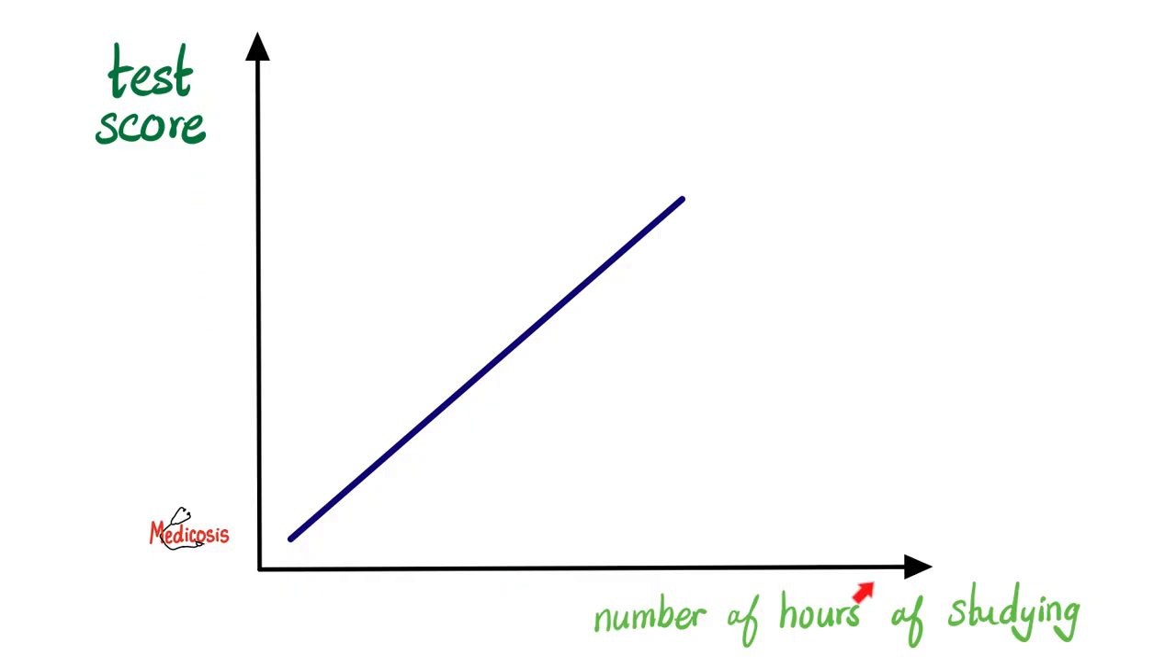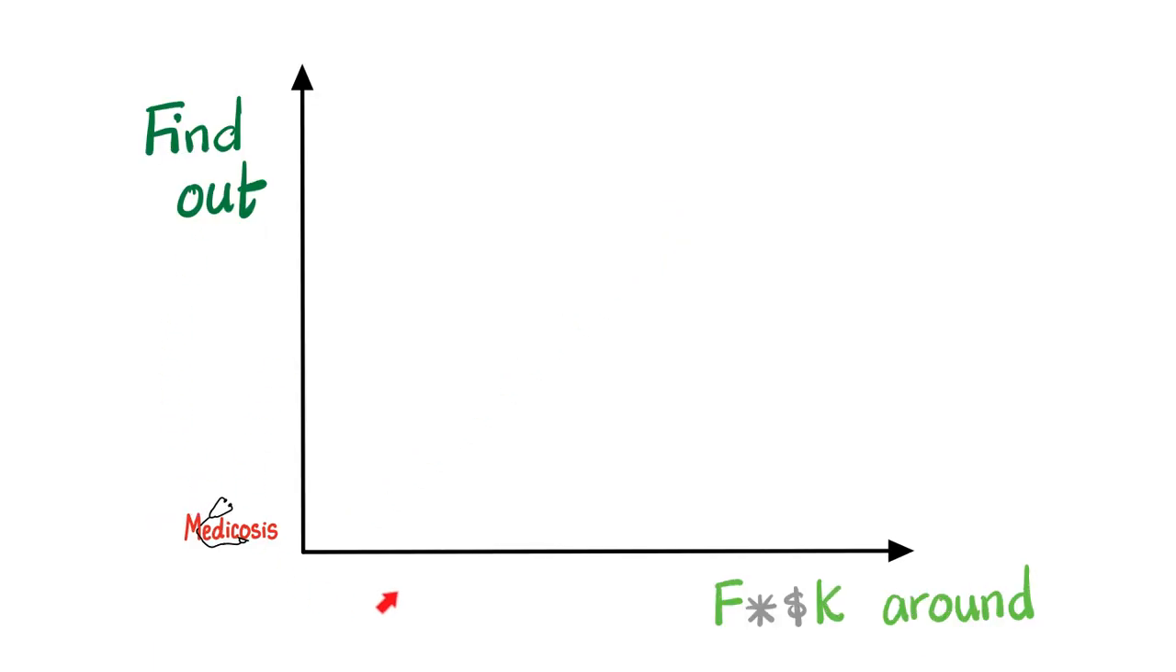Usually we draw the independent variable on the horizontal axis and the dependent variable on the vertical axis, because the dependent variable depends on the independent variable. And because this is a straight line going up, the more hours you study, the higher your test score. It's a positive correlation. How about this one?